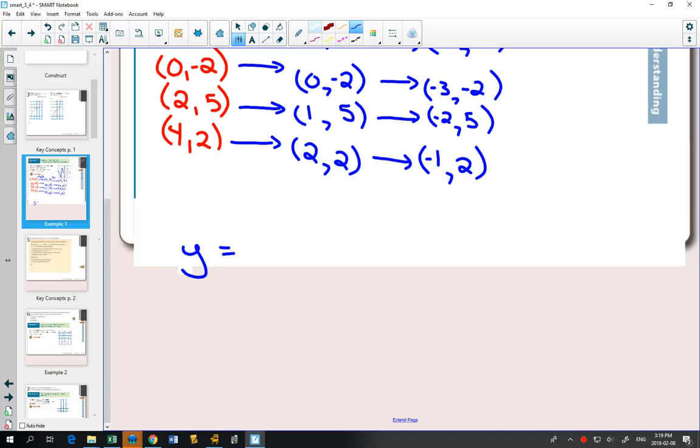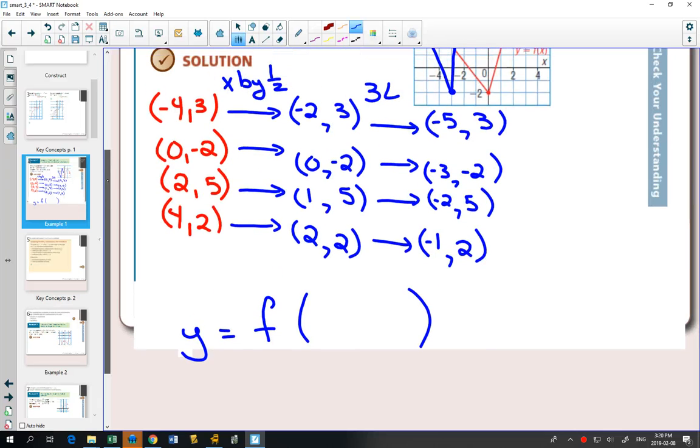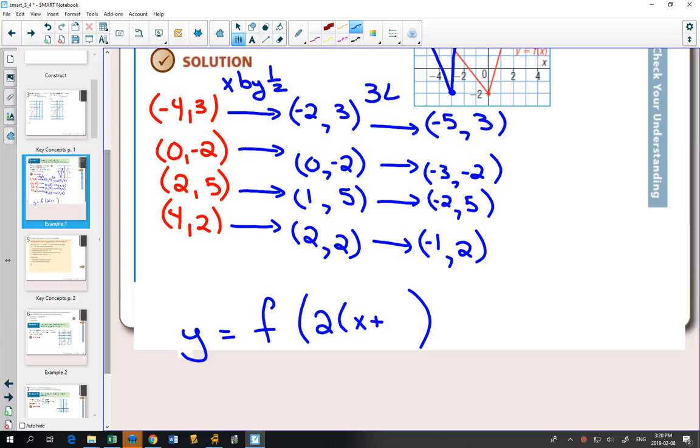We have y equals, in terms of f, everything is going to be inside of the function. We have to multiply by 2, or we multiply by half, that shows up as 2 inside the function. And then we need to go 3 to the left, so that will show up as plus 3. Or should I write it without those extra brackets? Y equals f, multiply by 2, and then 3 to the left, like that.